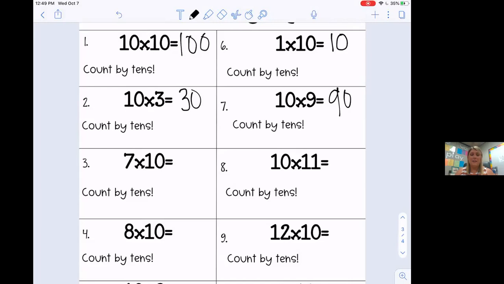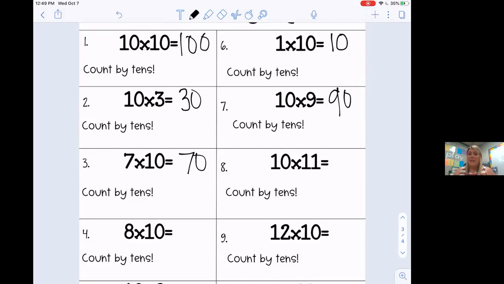Next one, 7 times 10. What number are we multiplying by 10? 7. So how many fingers am I going to hold up? You got it, 7 fingers. So let's skip count by tens until we have no fingers standing. 10, 20, 30, 40, 50, 60, 70. I have no fingers left standing, and I stopped at 70. So my answer is 70.